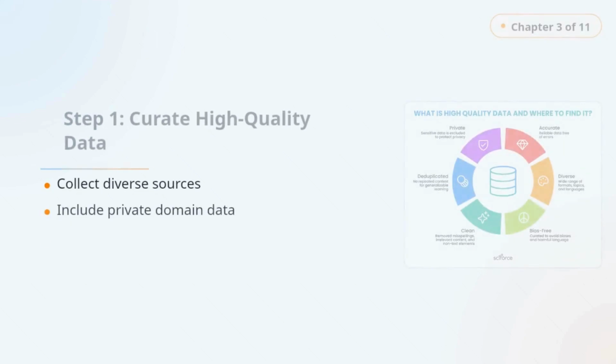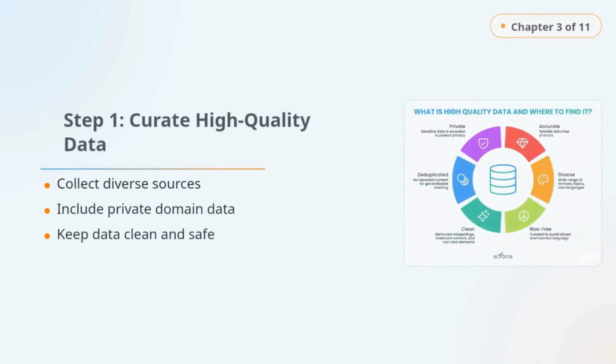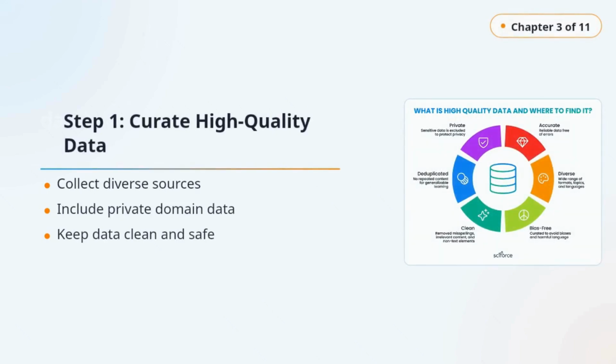The first real building block of an LLM is data. Strong models are trained on massive and diverse data sets, including web text, code, books, academic content, and legal or domain-specific records. If you're building a private LLM, your own internal data can become a big advantage, but the data must be accurate, diverse, clean, and privacy-safe.